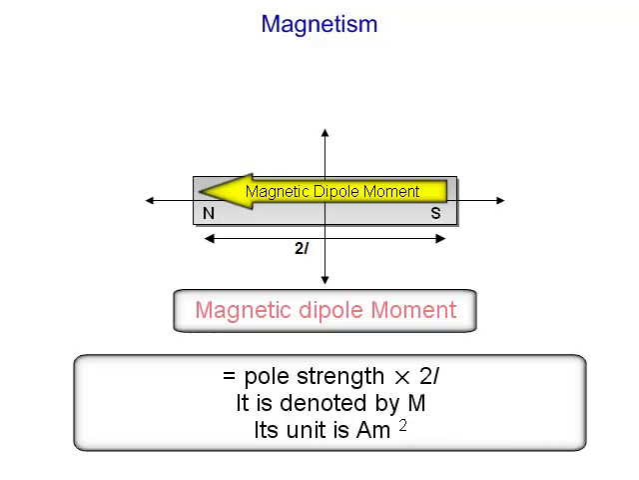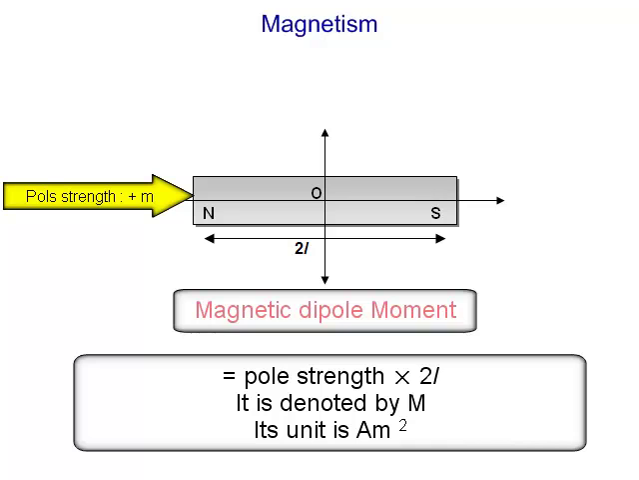Magnetic dipole moment is a vector quantity directed from south pole to north pole inside the magnet. The pole strength of both the poles of every magnet is equal. To distinguish the pole strength of north pole and south pole, it is indicated with positive and negative signs. Thus, the pole strength of north pole is plus m and the pole strength of south pole is minus m.